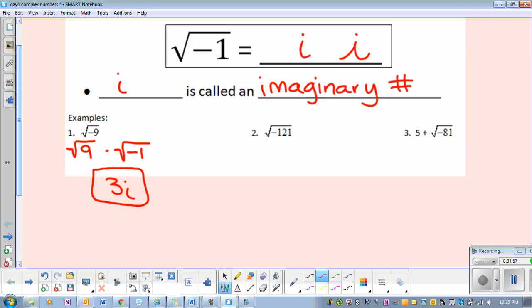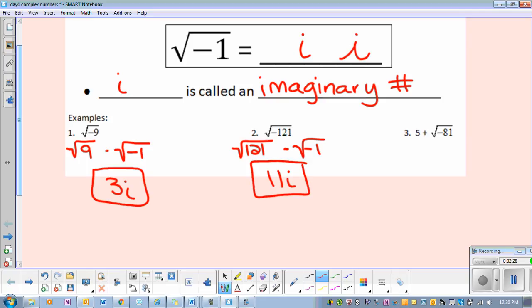If I have a negative inside a square root, basically it's an i, because that's the square root of negative 1. So let's look at this guy: square root of negative 121. 11. Yep, because that's the square root of 121 times the square root of negative 1. 11 what? i.